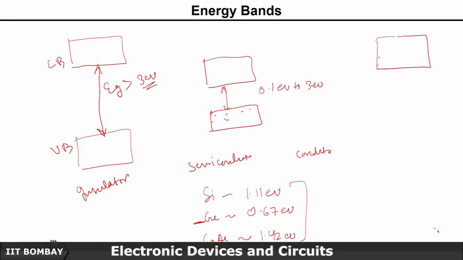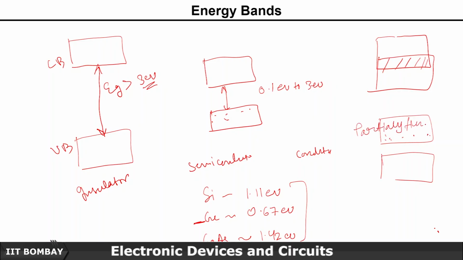between both the bands, or one is filled, another is already filled, or partially filled. This is your conduction band, this is your valence band, this is your conduction band, this is your valence band.